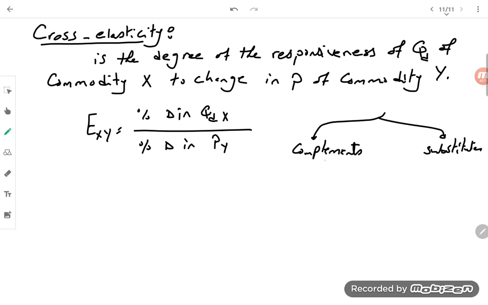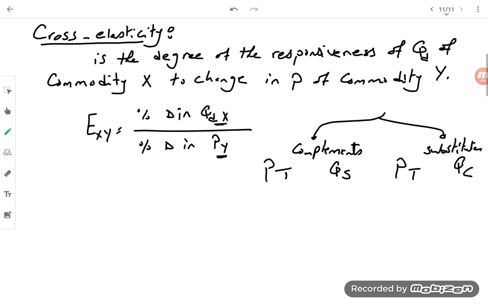In case of complements such as tea and sugar, if the price of tea increases, what's going to happen to the quantity of sugar? Price of tea, quantity of sugar. In case of substitutes, tea and coffee, if the price of tea increases, what's going to happen to the quantity of coffee? Tea and coffee. So we study the relationship between the price of a specific commodity and the quantity of another commodity.